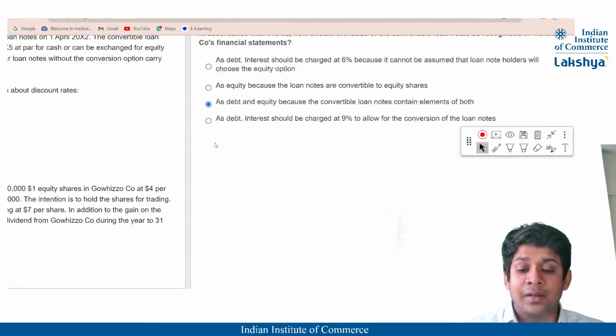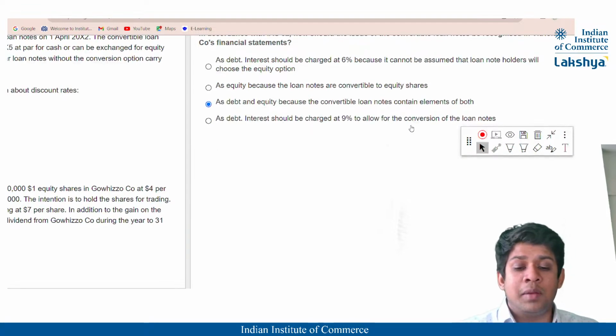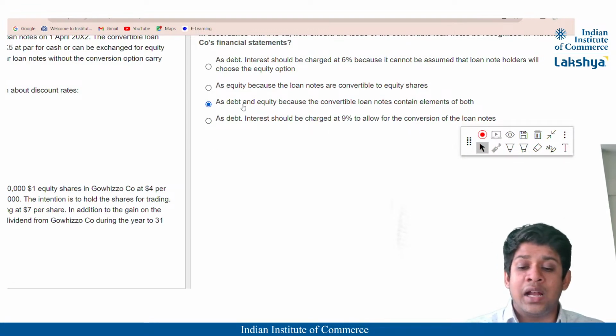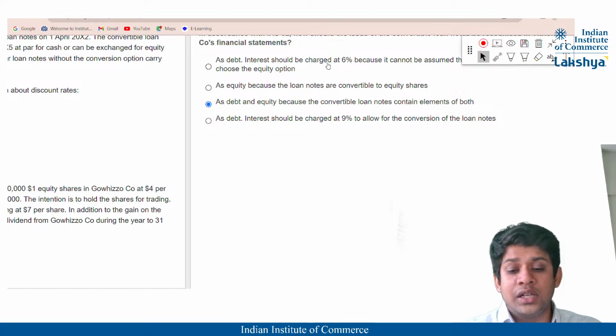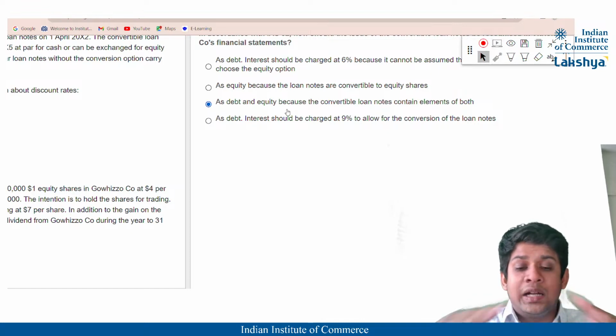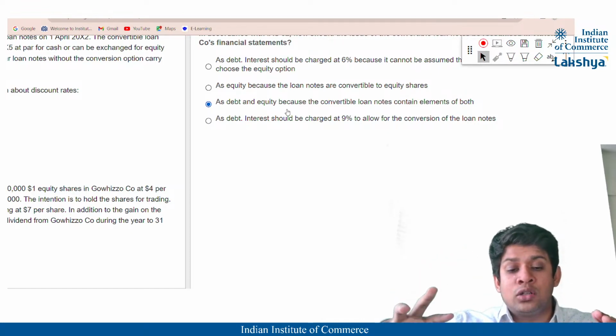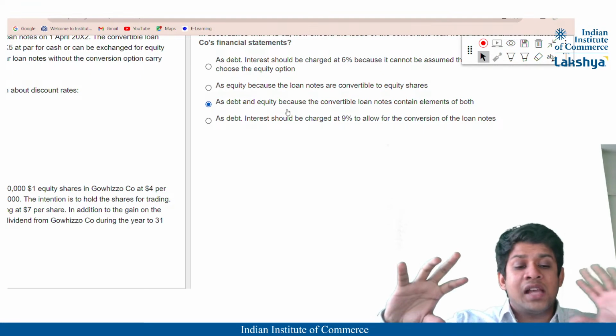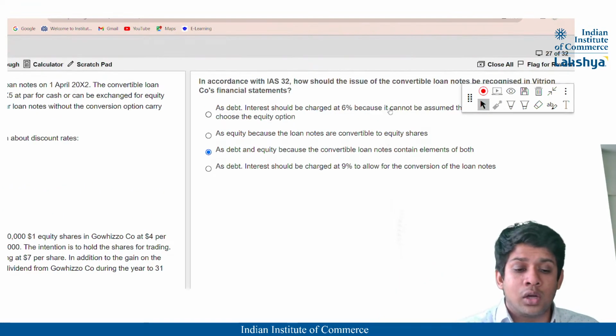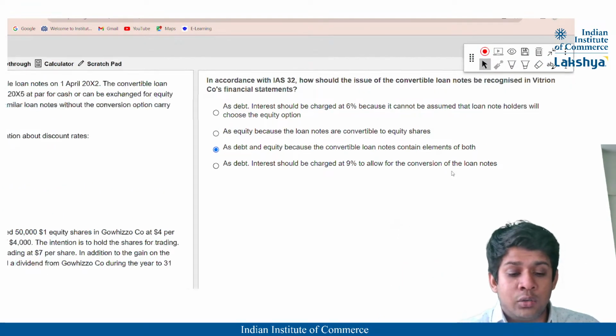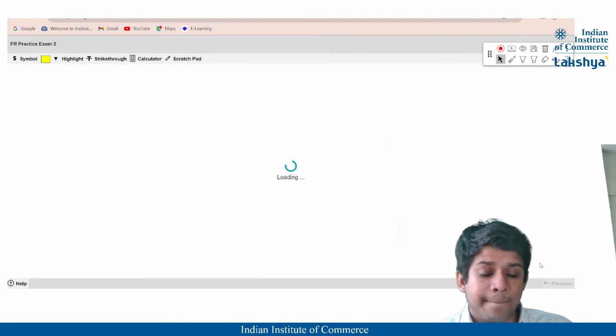Yes, so this will be correct. As debt, interest should be paid at 9%. Okay, this should be correct because it is a convertible loan note. So on this, it will be the split accounting. That means I'll have to recognize a debt also, a financial liability also, as well as an equity component. Okay. So I hope this question is clear to you all. Moving on to the next question.